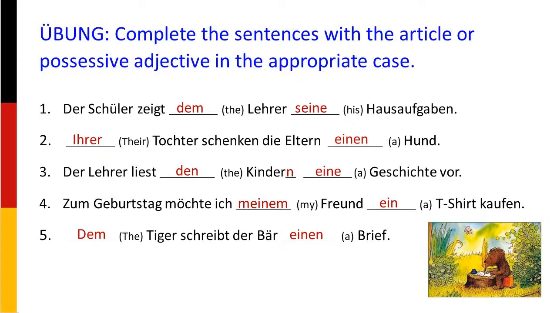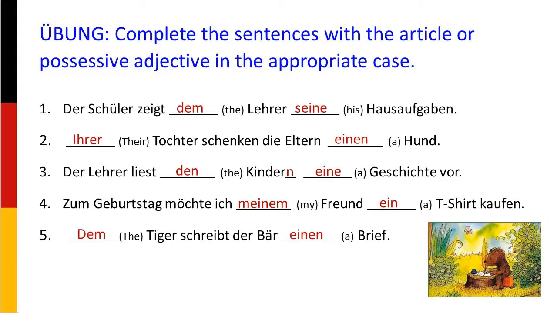And so I need to ask, what is the bear writing? And the bear is writing a letter. So a letter is the accusative object or the direct object, which means it's in the accusative case. Brief is masculine, so we want the masculine accusative indefinite article einen. And then to whom is the bear writing this letter? And it's to the tiger. We've said the tiger is a masculine noun, so the masculine dative word is dem that we need. Dem Tiger schreibt der Bär einen Brief.